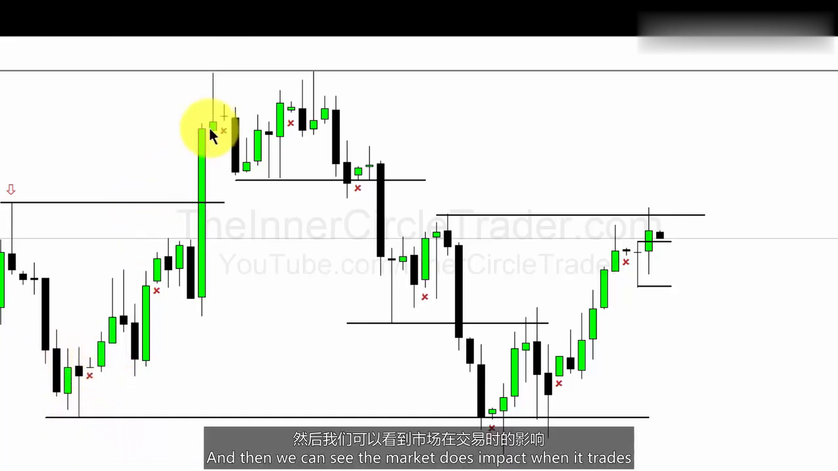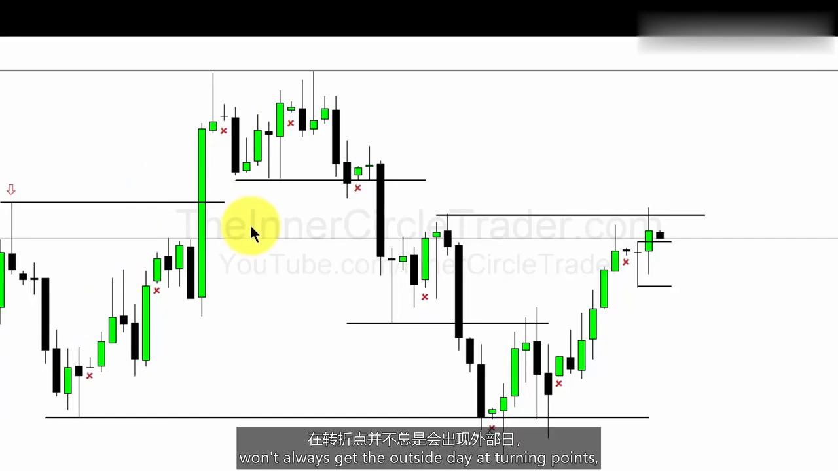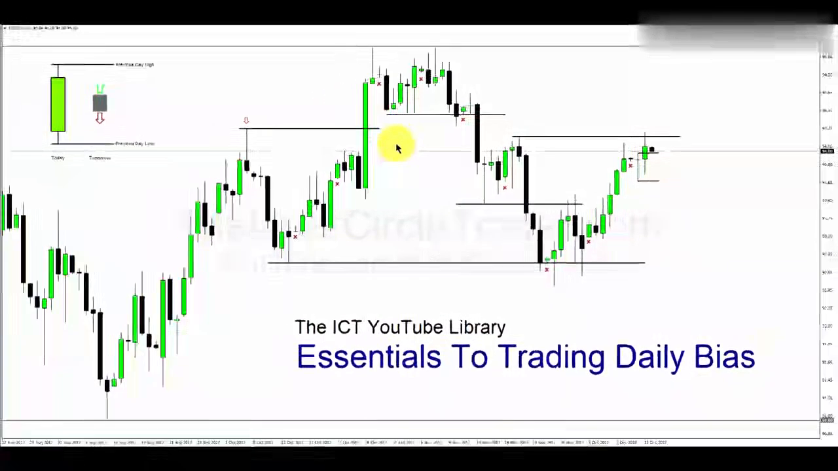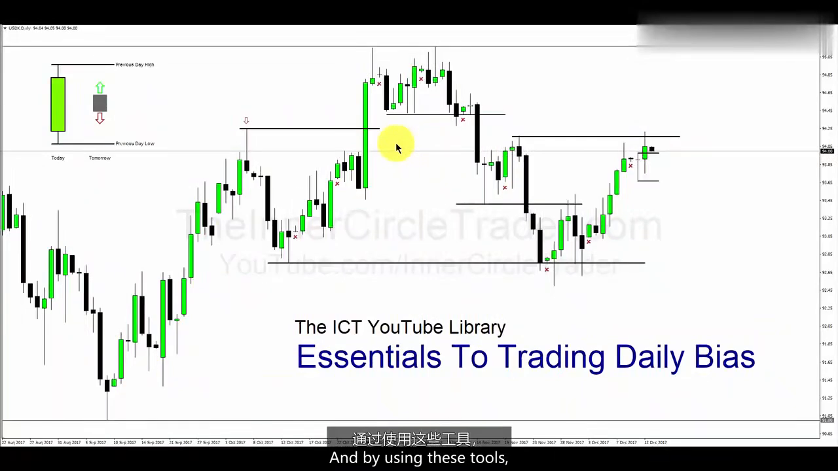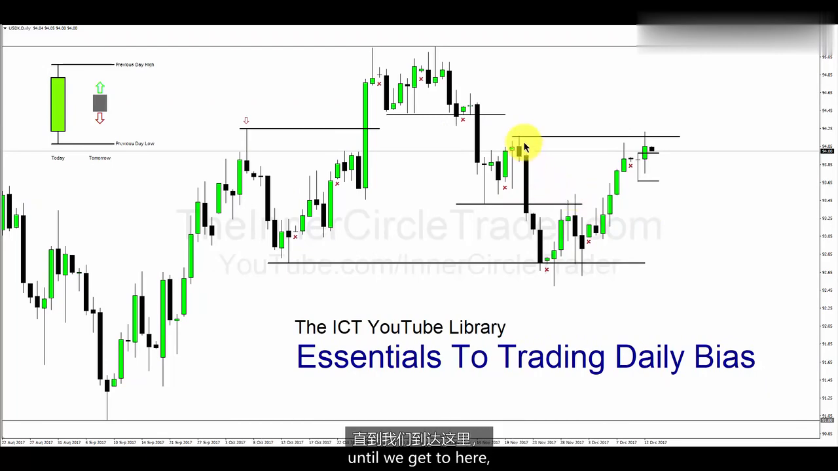And then we can see the market does in fact want to trade higher as a result. So you won't always get the outside day at turning points, but I like to look for it because it builds a lot of confidence behind it. And by using these tools, and when the market also breaks more or less a swing high of importance, and we have a level that doesn't have anything else until we get to here, it's bullish, okay?